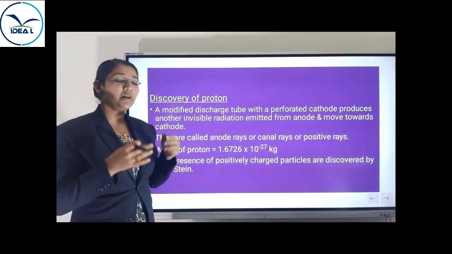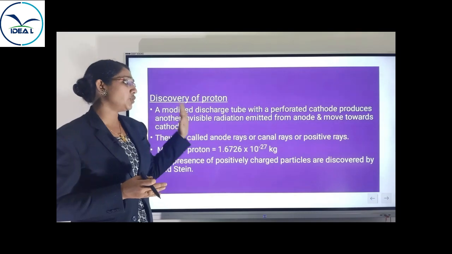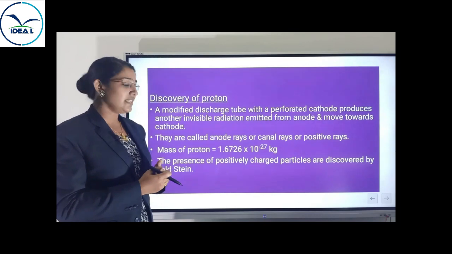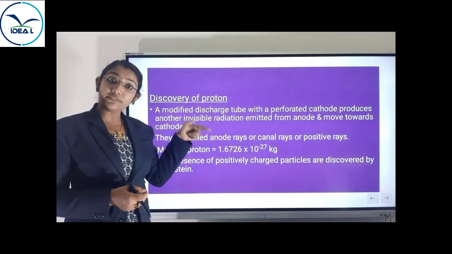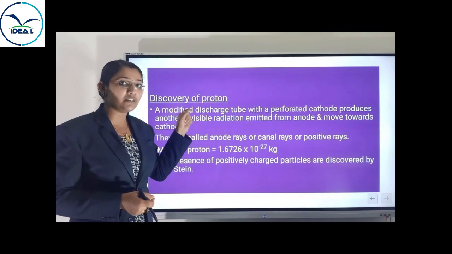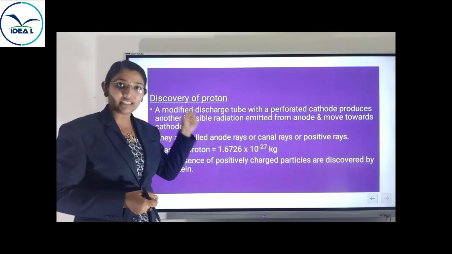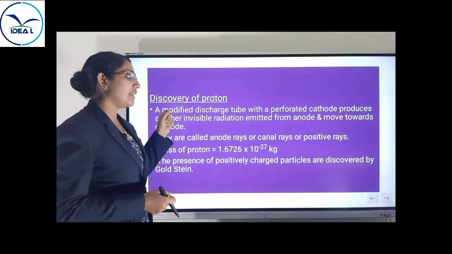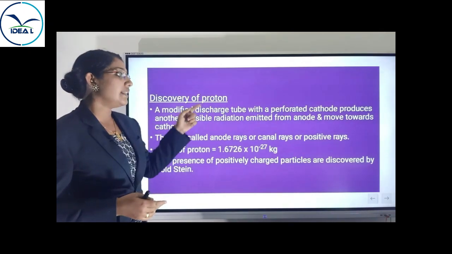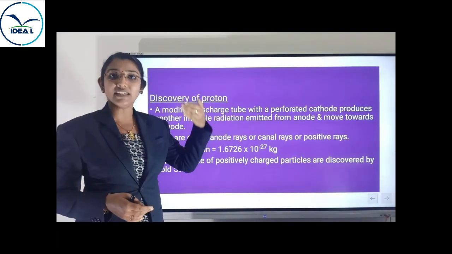Here also a discharge tube experiment is conducted. The only difference is that the discharge tube is modified with a perforated cathode. While conducting that experiment, scientists observed that another invisible radiation is emitted. But here this radiation is emitted from the anode. Anode means positively charged electrode. This invisible radiation is emitted from the positively charged electrode and moves towards the cathode, the negatively charged electrode.